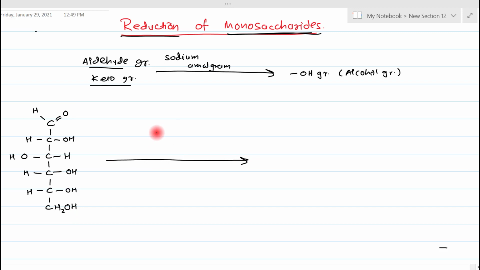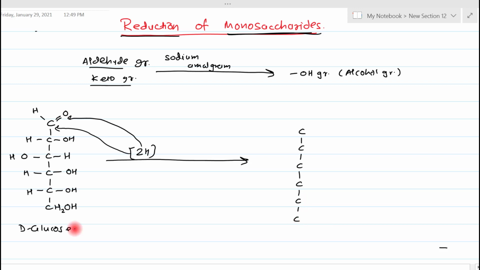So when it undergoes reduction, what will happen? 2 hydrogens are added in this glucose. This is D-glucose. Why D-glucose? Because on the fifth carbon, OH is on the right side. So once 2 hydrogens are added, 1 hydrogen is added to this oxygen and 1 hydrogen is added directly to this carbon. So what will happen? Let's first draw the 6 carbon skeleton of this D-glucose. Then after addition of hydrogen over here, it forms OH. The second hydrogen is added directly, so we will show it on the upside, and this hydrogen is rearranged like this.